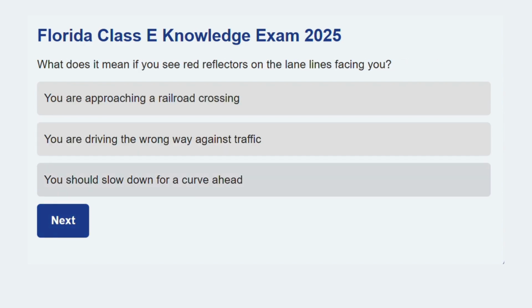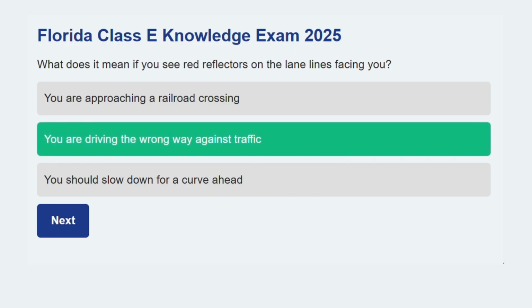Moving along now. What does it mean if you see red reflectors on the lane lines facing you? You are driving the wrong way against traffic. Red reflectors are a critical warning that you are traveling in the wrong direction.